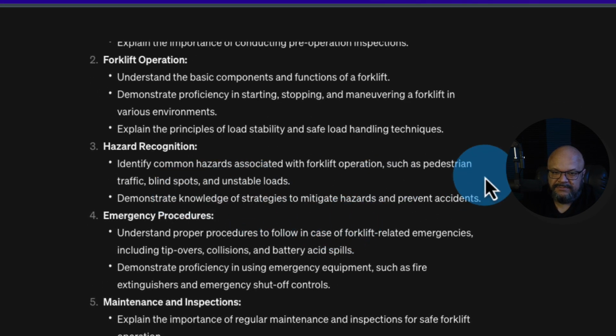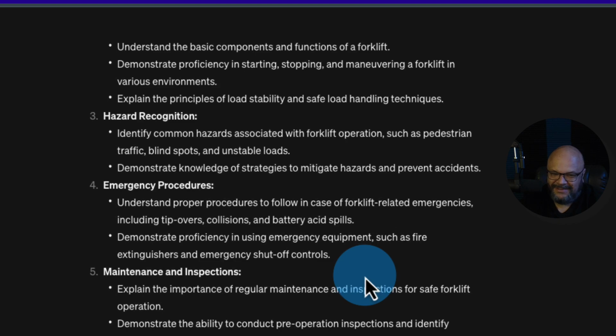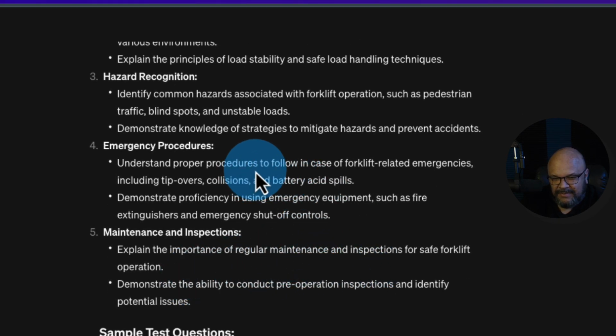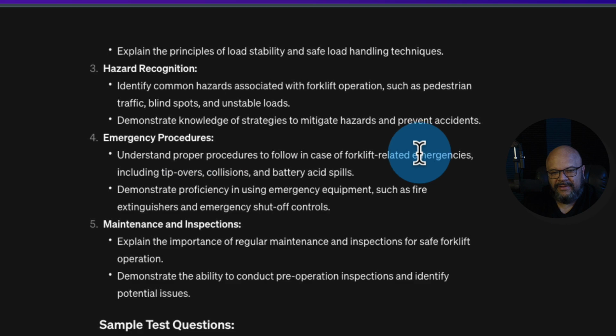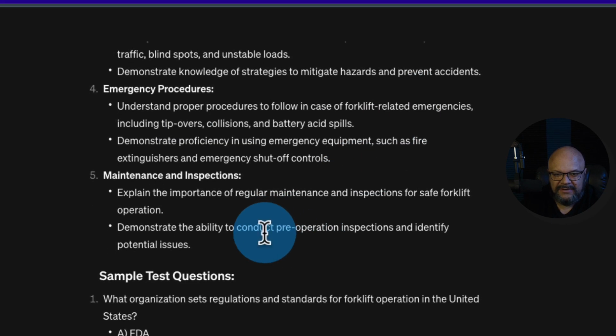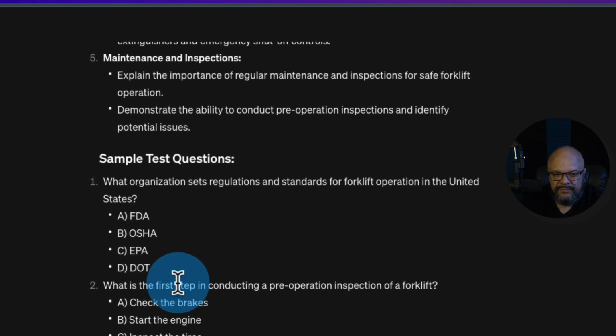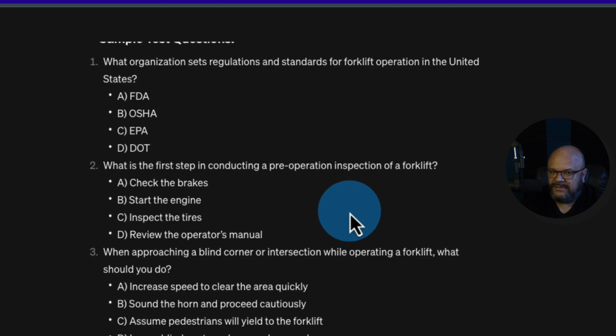Then hazard recognition. Okay, emergency procedures, again, understand proper procedures, so that's bad, not good. Procedures to follow in case of forklift accidents. So this one is not too bad. It's got the procedures to follow in case of, and the specific elements in there. So that's okay, but again, you have to explain all that, so that's where it's a little inefficient. All right. And so we have the organization sets, the questions. Let's see, organization, security regulation, for the operation in the United States.